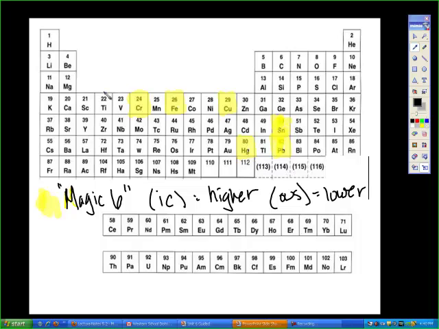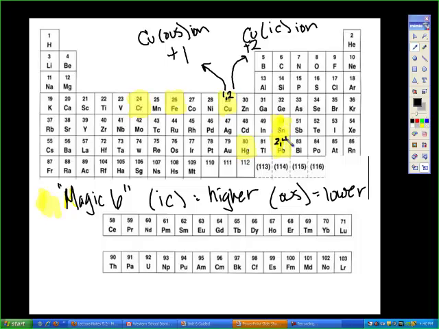For example, if you look at copper, above the copper symbol you will see a little 1, 2. What that means is copper can either be +1 or +2. The lower of those two charges is +1, so that is the copper ous ion. Copper +2 is the higher of the two charges, so that would be the copper ic ion. Same thing with lead. Lead has a 2 and a 4.